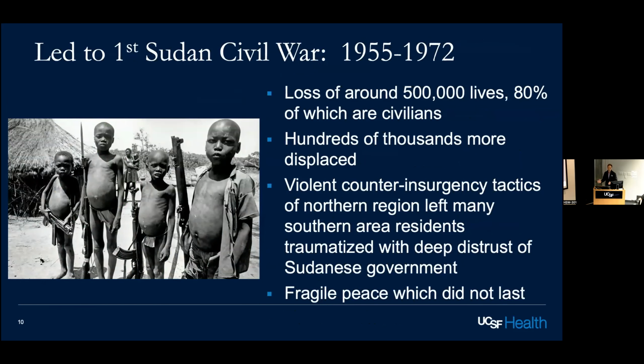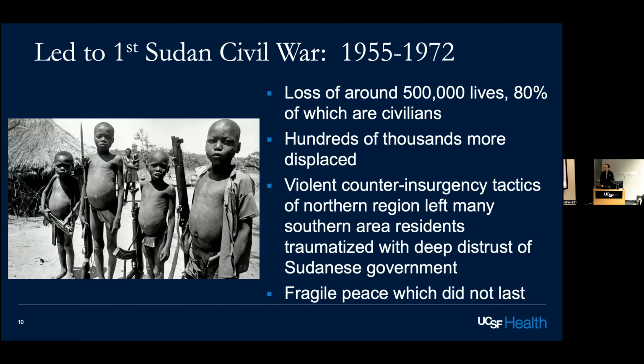And this caused this very long civil war, as you see, almost 20 years, loss of about 500,000 lives, of which 80% were civilians. So that's typical of most wars, right? Where when things are this bad, you get massive civilian casualties. Hundreds of thousands more were displaced. There were a lot of counterinsurgency tactics that the northern region used that left many southern people traumatized and with deep distrust of their government. And they formed a fragile peace, but that really didn't last.